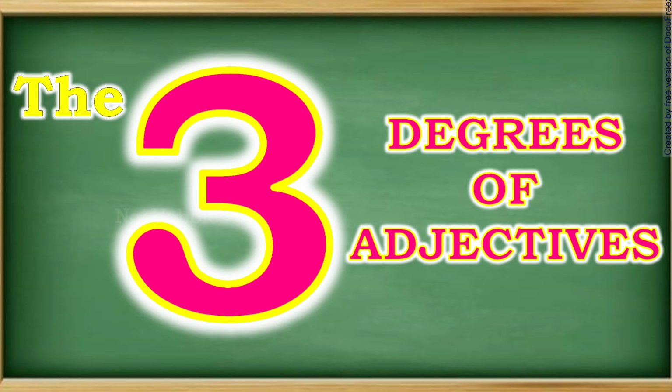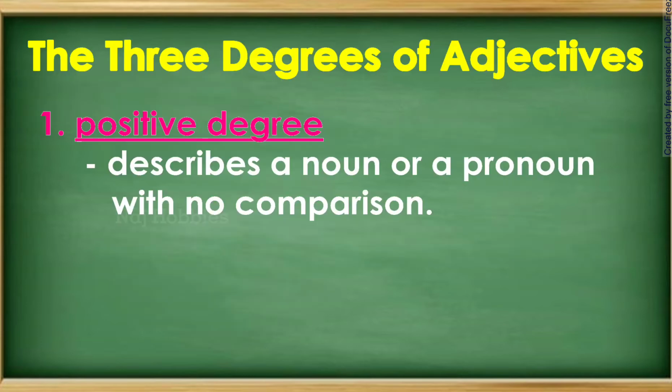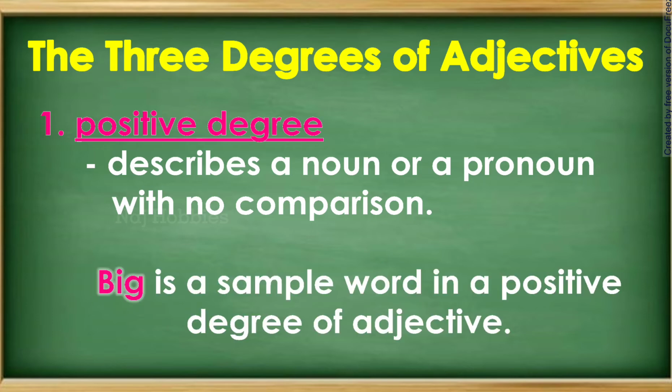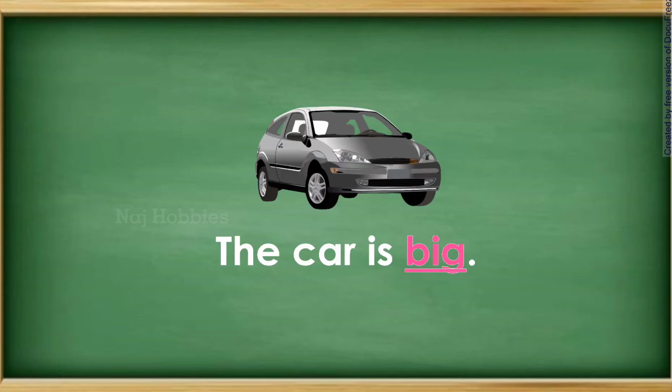The 3 degrees of adjectives. First, positive degree describes a noun or a pronoun with no comparison. Big is a sample word in a positive degree of adjective. Example, the car is big.